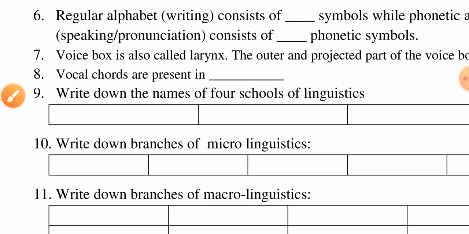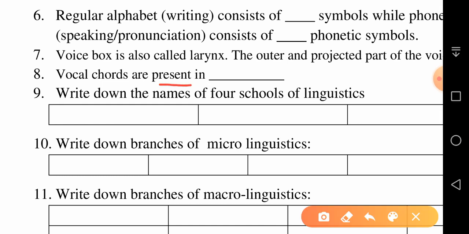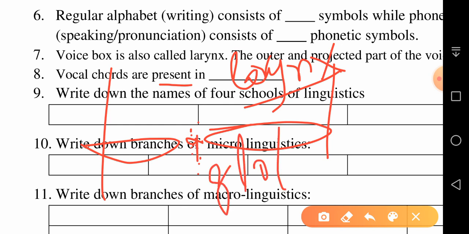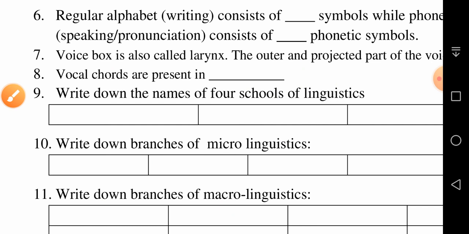So vocal cords are present in the larynx. Here is one vocal cord, here is another vocal cord. These vocal cords are inside the larynx, but the space between these vocal cords is known as the glottis. Glottis. Okay, vocal cords are present in the larynx.